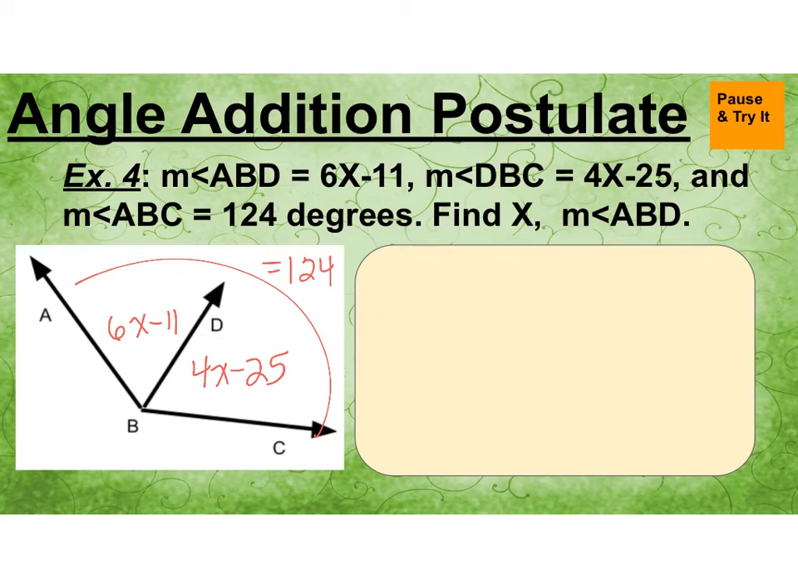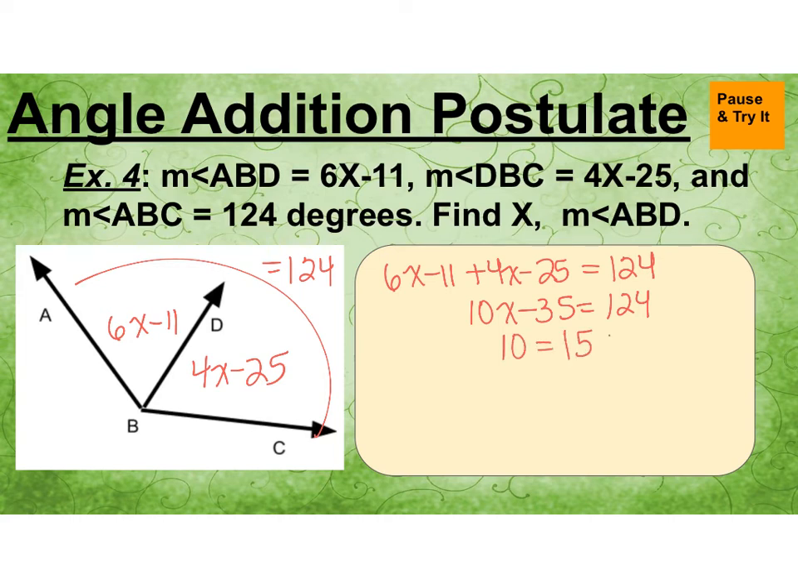So when I do AAP, I'm going to get 6X minus 11 plus 4X minus 25 equals 124. We get 10X minus 35 when we combine like terms. 10X equals 159, and oops, I dropped my X. X equals 15.9.